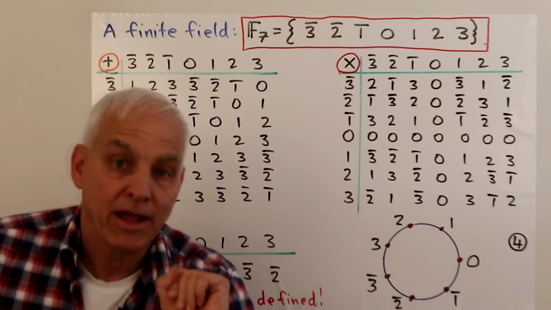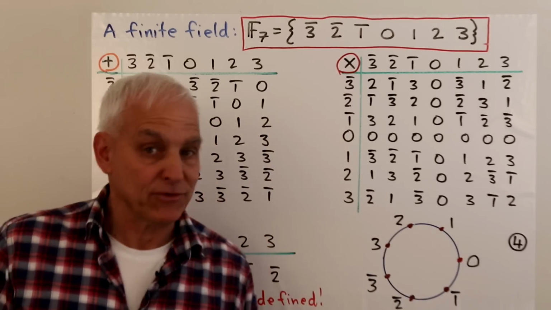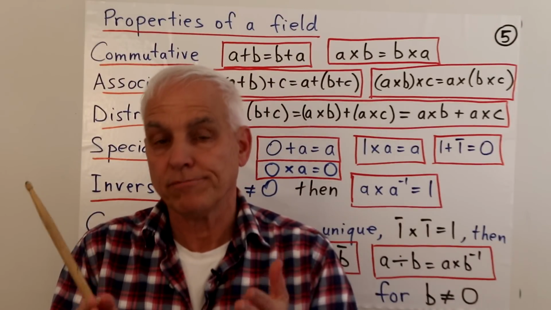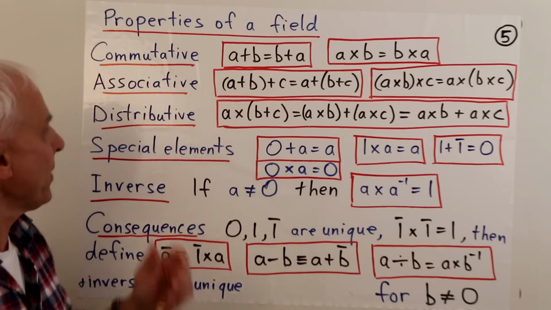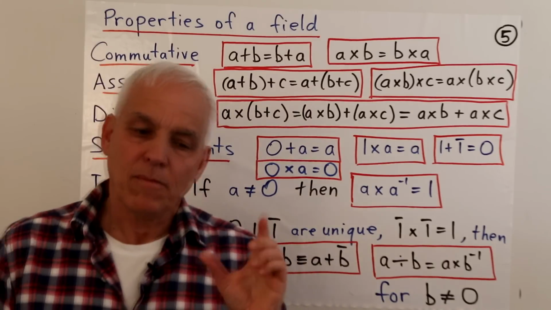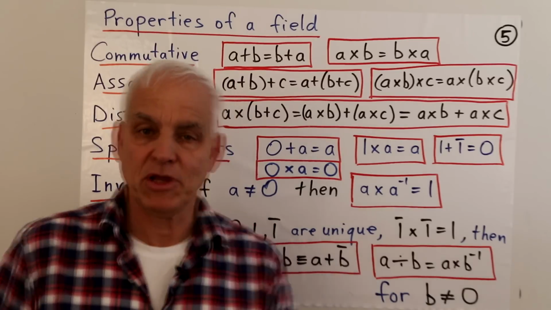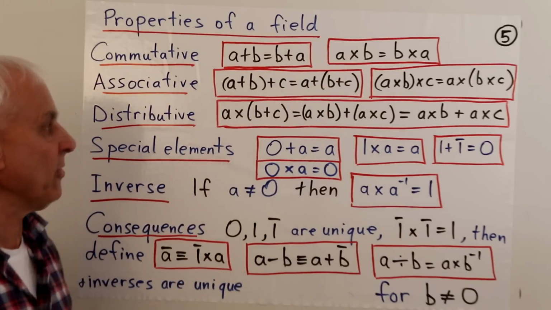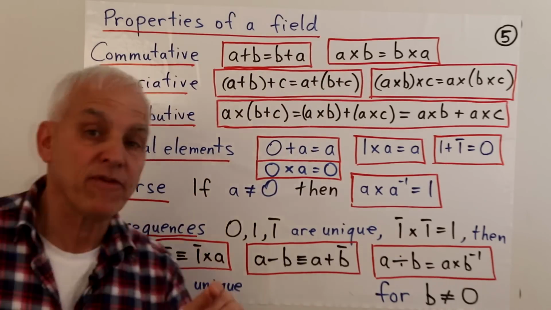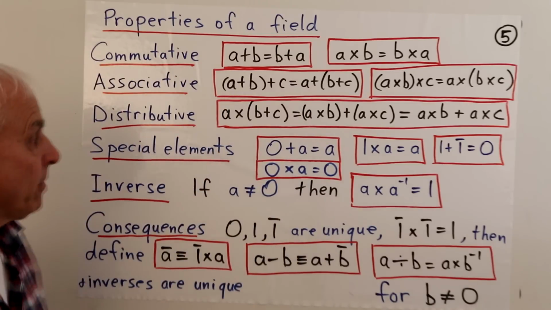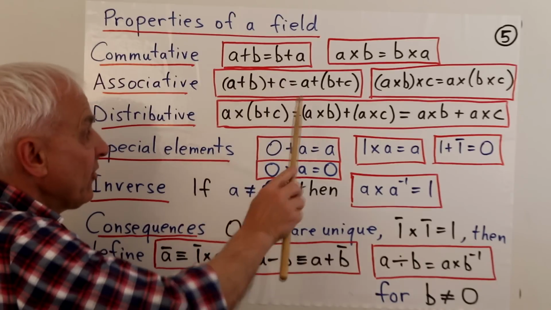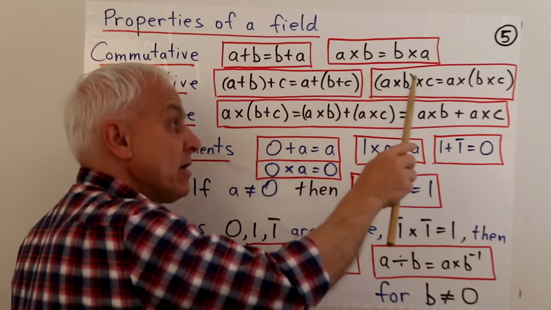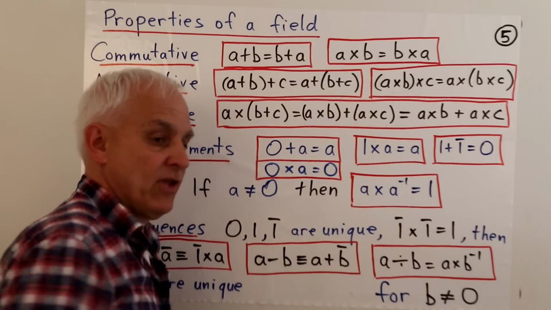So what are these criteria that these operations have to satisfy? All right, so a field has to satisfy certain properties, and here they are. First of all, commutative laws. The operations of addition and multiplication have to be commutative. Doesn't matter which order you do things in. So a plus b is the same as b plus a, and a times b is the same as b times a. They should also, both of them, be associative. So if you have 3 elements, (a plus b) plus c is the same as a plus (b plus c). And also for multiplication, (a times b) times c is the same as a times (b times c).